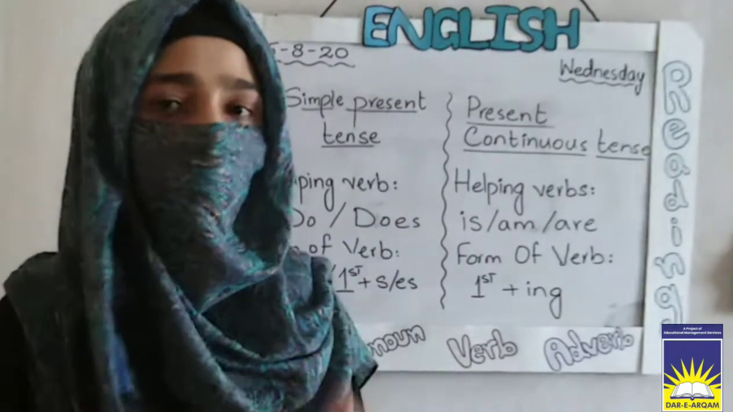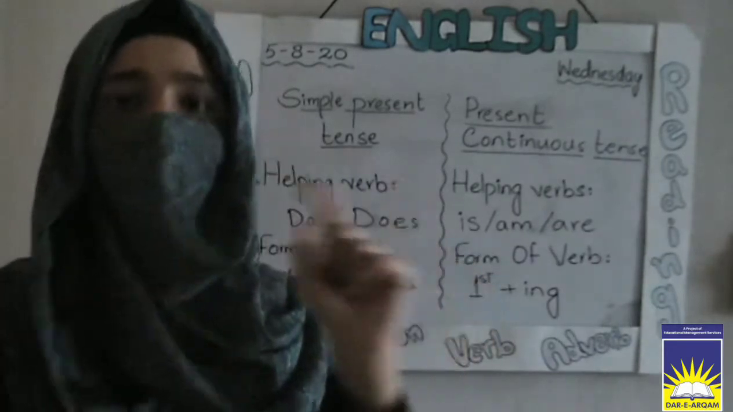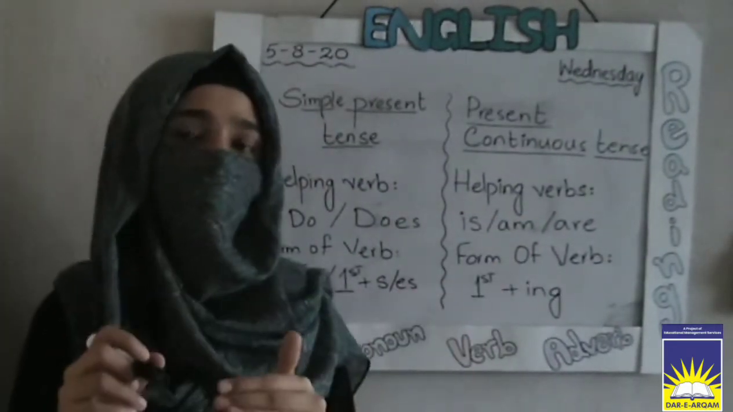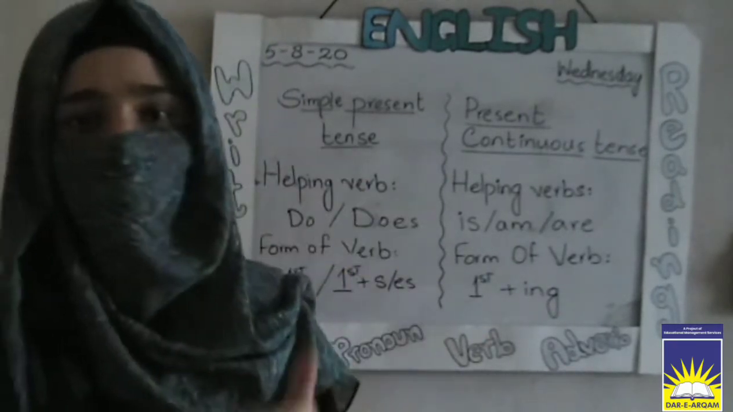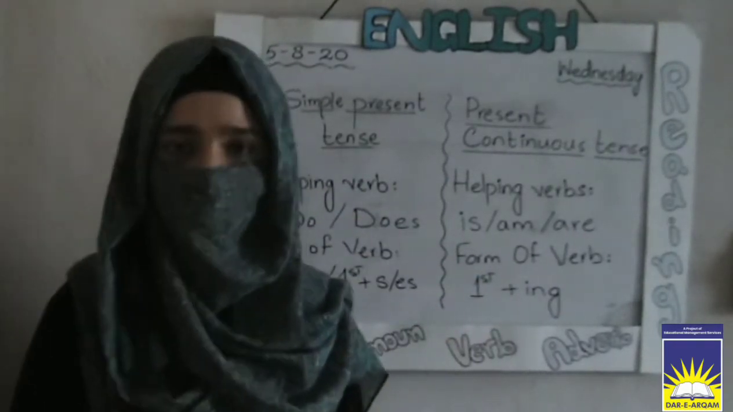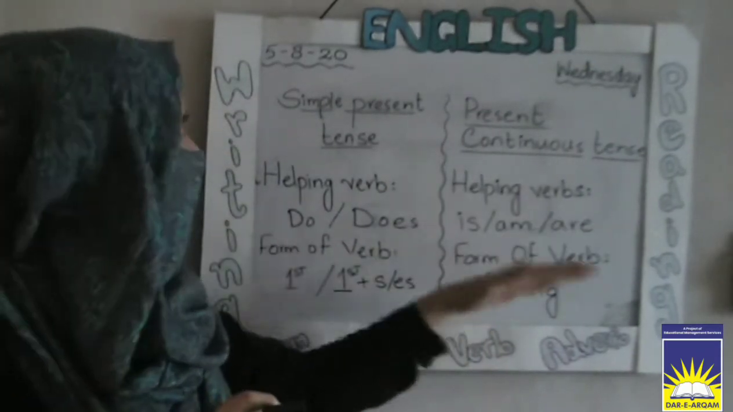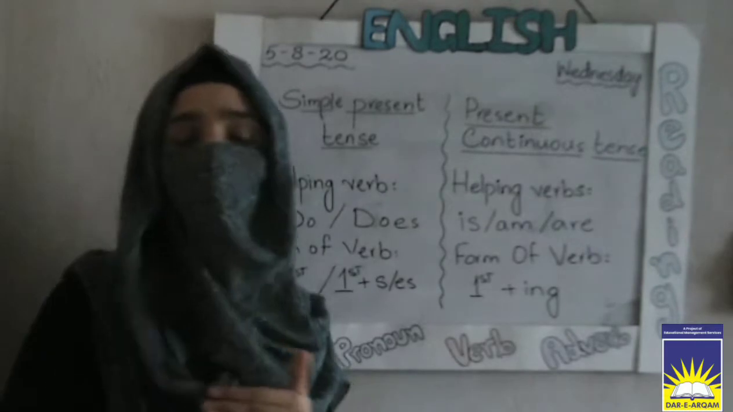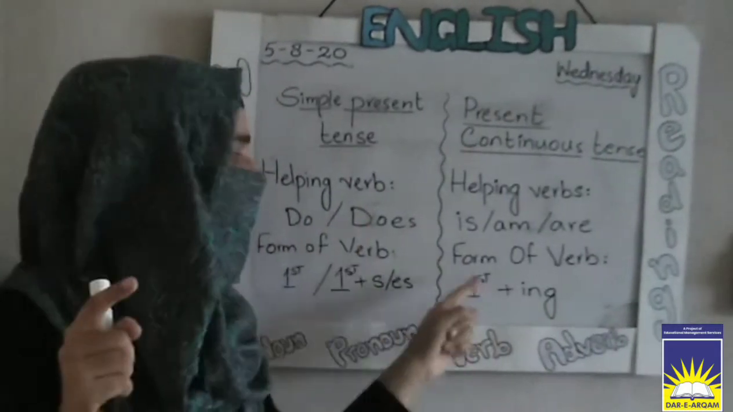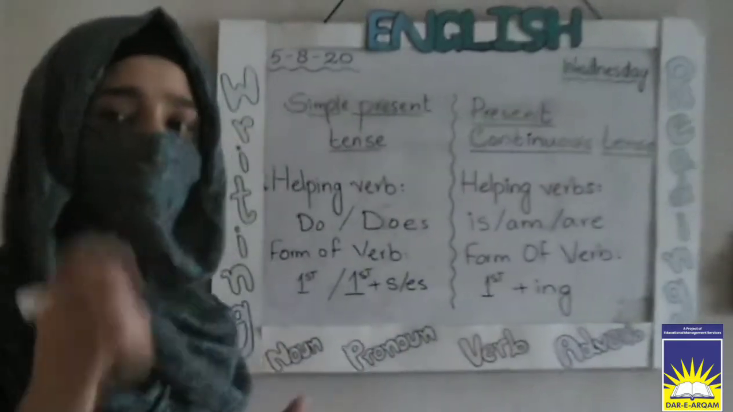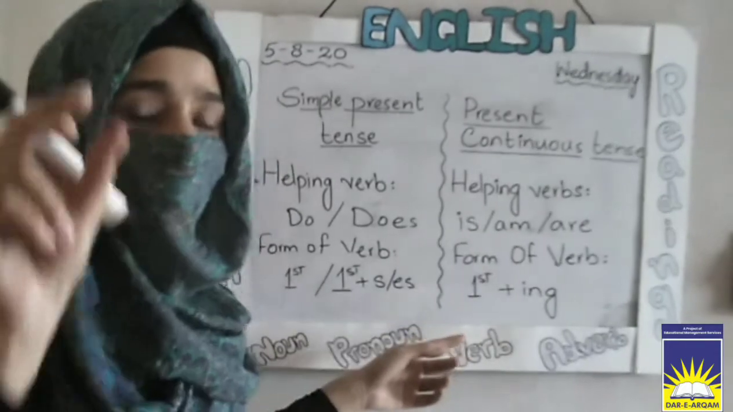Yes, we use is for singular, we use am with I, and we use are when we talk about more than one person or more than one place or more than one animal, etc. So we use are for plural things. So this is clear. Now move on to the form of verb. Which form of verb do we use? We use first form, but we add ing in it. This is also called present participle form.